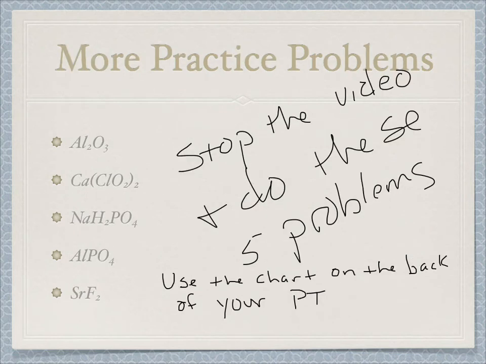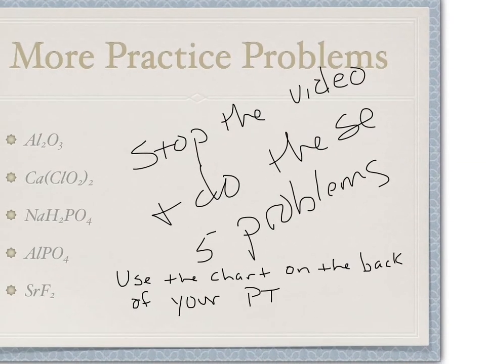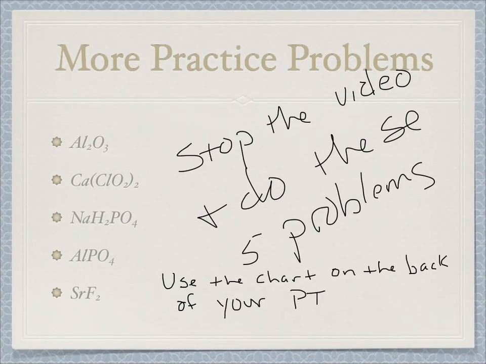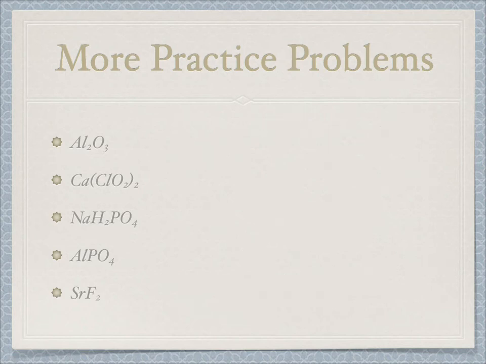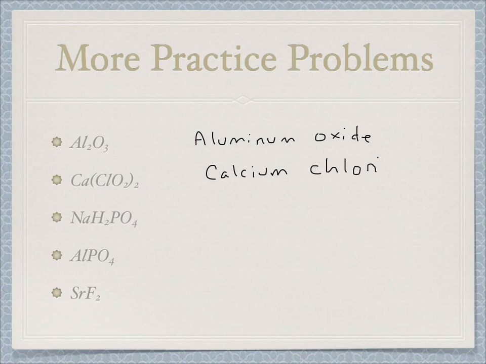Okay, so once again, stop the video, and I want you to do these. And for these, you're going to need to use the chart on the back of your periodic table, because there's a few others in here that you haven't memorized. So you'll have to look those up, and on the back of your periodic table, you'll see that chart. Okay, aluminum oxide, calcium. Now this is not one of our 10, the ClO2, so you need to look this up on the chart on the back of your periodic table, and you'll see that that is chlorite.